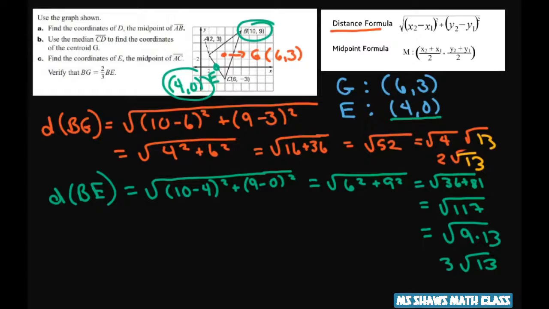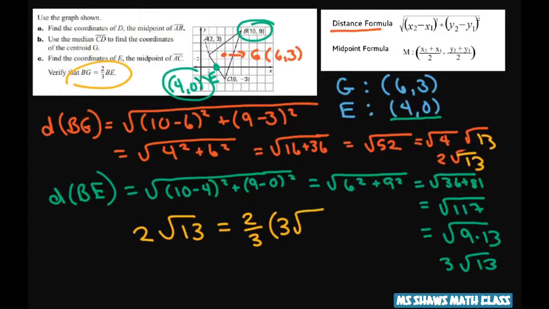All right. So now we have to verify BG. So where's BG? BG is 2 square root of 13, which equals 2/3 of 3 square root of 13. Now what happens is the 3's cancel, so you get 2 square root of 13 equals 2 square root of 13, and that works out right. And so we verified it.